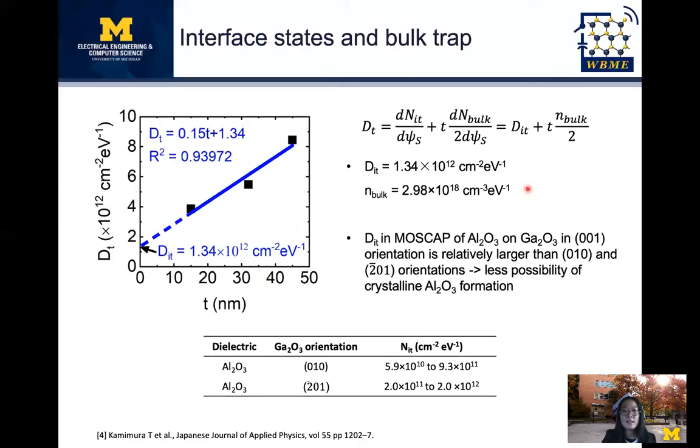Our interface state is around 1 × 10^12, which is relatively larger than the other orientations. Previous research has shown that the formation of a crystalline aluminum oxide interlayer between the dielectric and gallium oxide helped reduce the interface state. It is very important to note that 001 is a very strong cleavage plane with less surface adhesion energy. So there's less possibility of crystalline aluminum oxide formation on the 001 orientation, which leads to larger interface states.